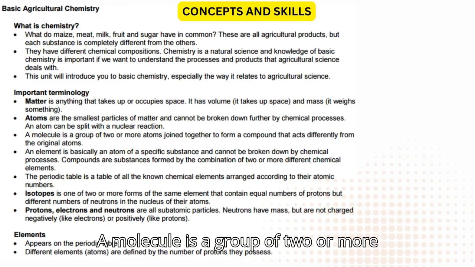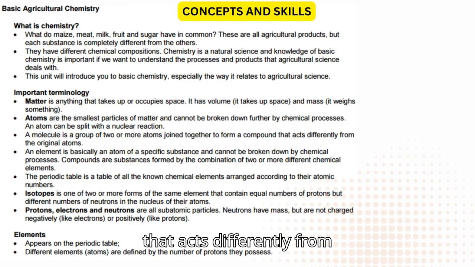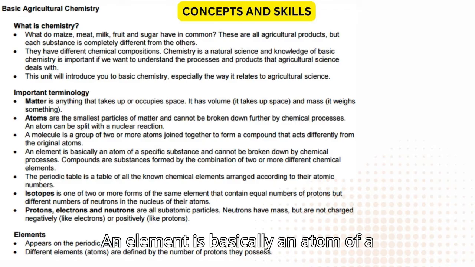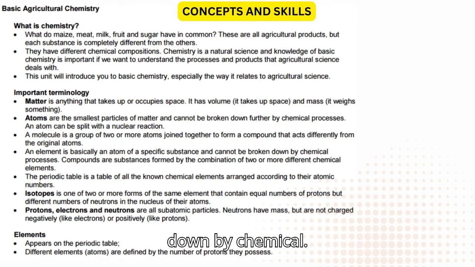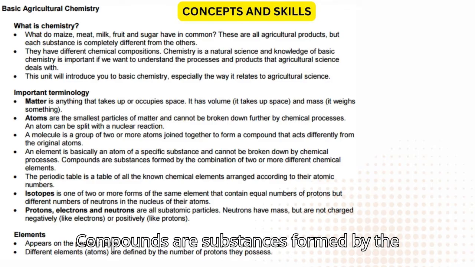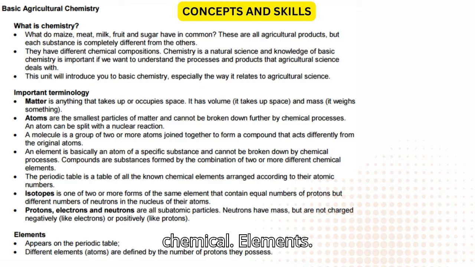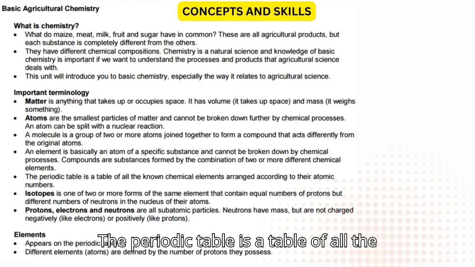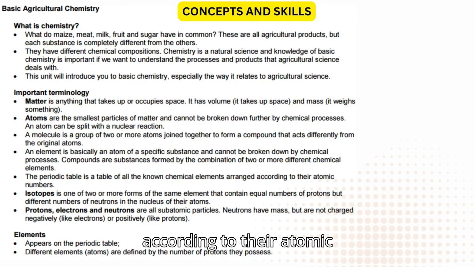A molecule is a group of two or more atoms joined together to form a compound that acts differently from the original atoms. An element is basically an atom of a specific substance and cannot be broken down by chemical processes. Compounds are substances formed by the combination of two or more different chemical elements. The periodic table is a table of all the known chemical elements arranged according to their atomic numbers.